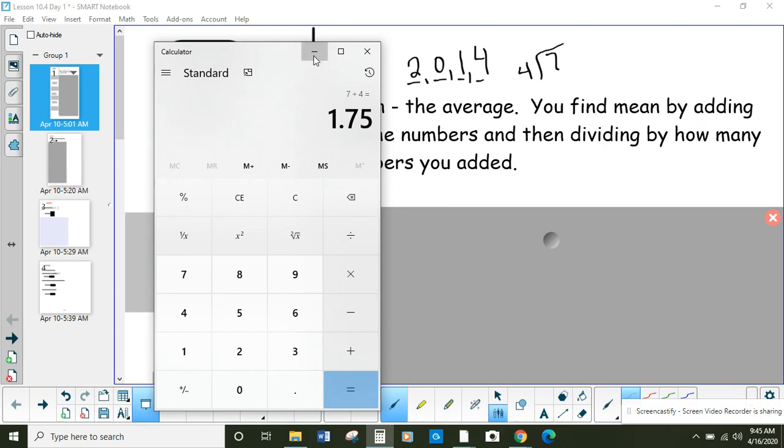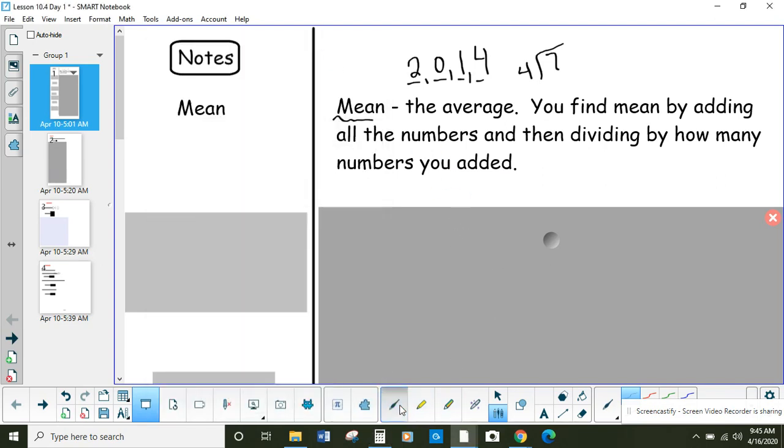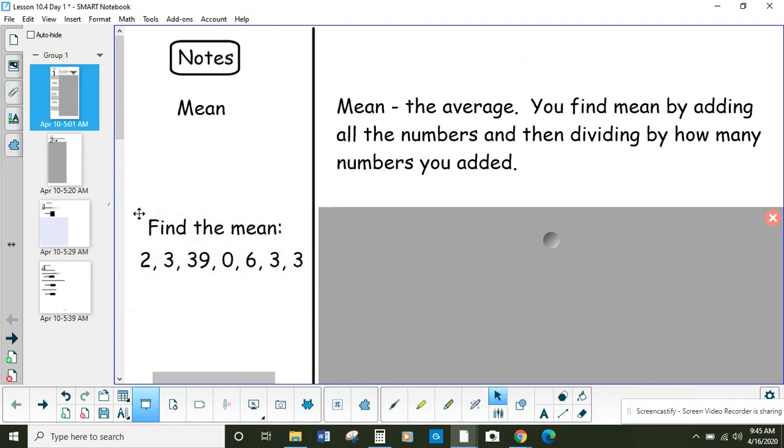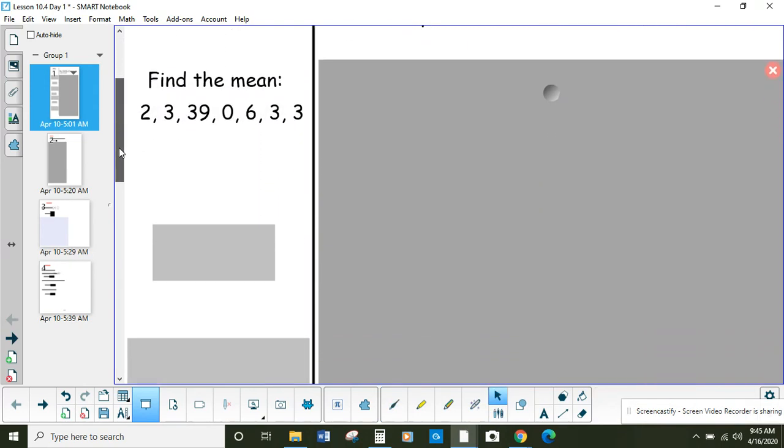But what I want to point out here is that even if you have the number 0, that counts as one of the numbers that you add together for your divisor. Okay? So, next problem. Sorry, it's not another vocabulary word. It's just another problem. So, we're going to find the mean of these digits here.